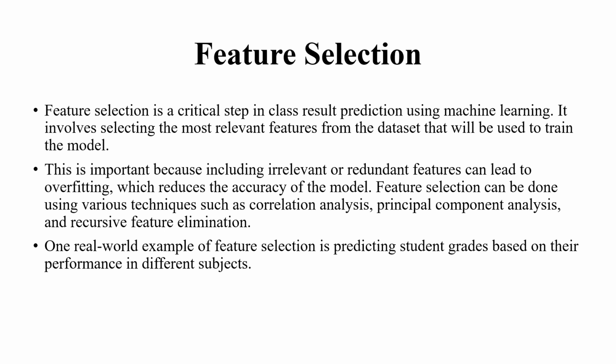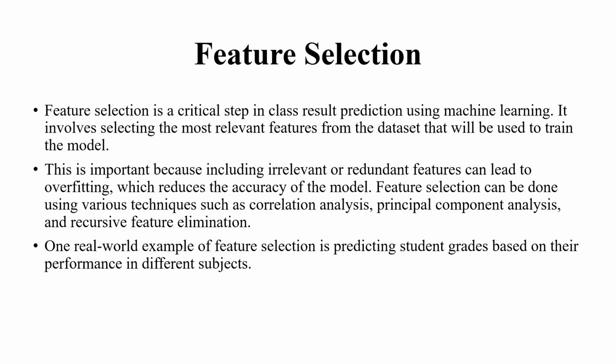Feature selection is a critical step in class result prediction using machine learning. It involves selecting the most relevant features from the dataset that will be used to train the model. This is important because including irrelevant or redundant features can lead to overfitting, which reduces the accuracy of the model.